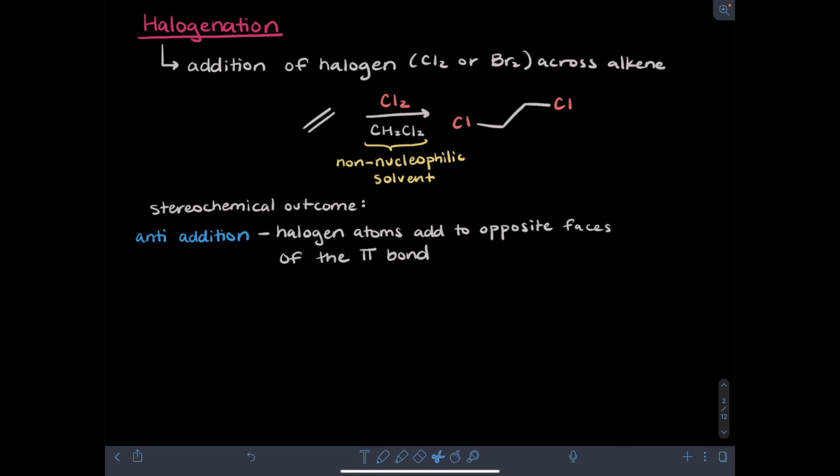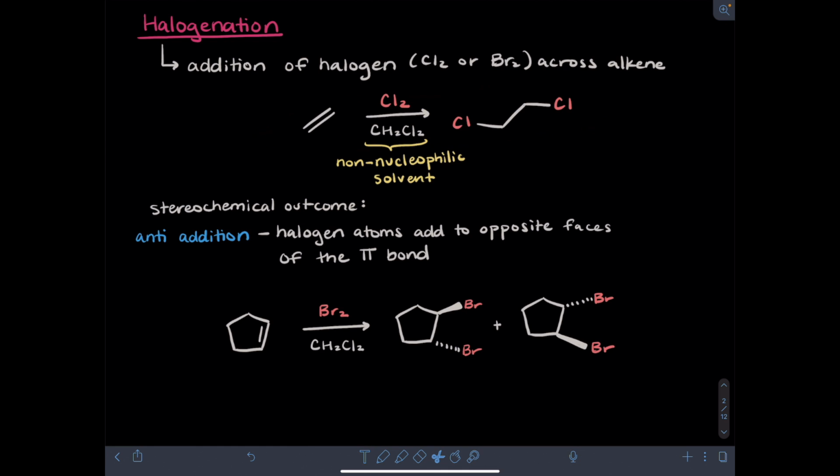The stereochemical outcome of halogenation is that anti-addition occurs. The halogens add to opposite faces of the pi bond. An example where you can see this stereochemistry is in the following cyclic alkene addition reaction. I'm treating this alkene with Br2 in the non-nucleophilic dichloromethane solvent and 2 stereoisomers of product form.